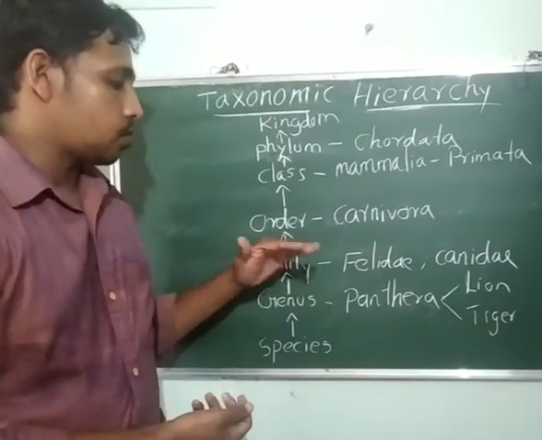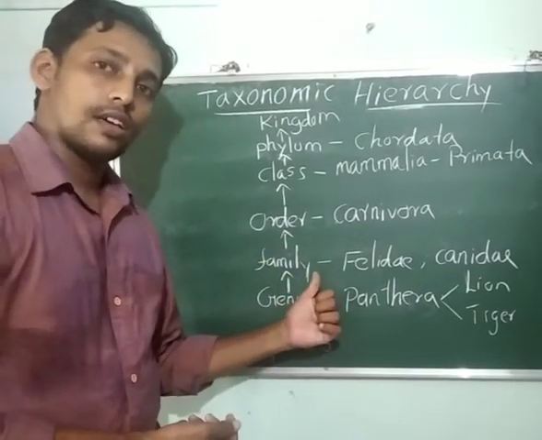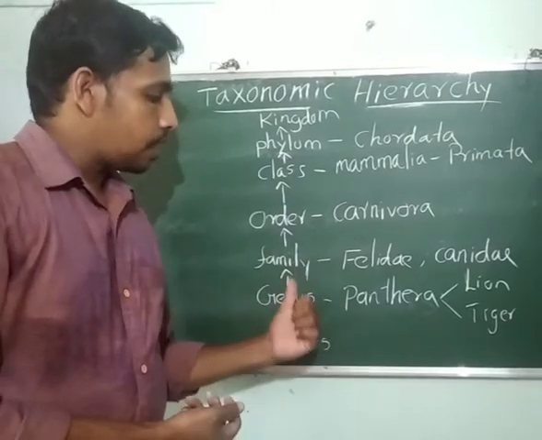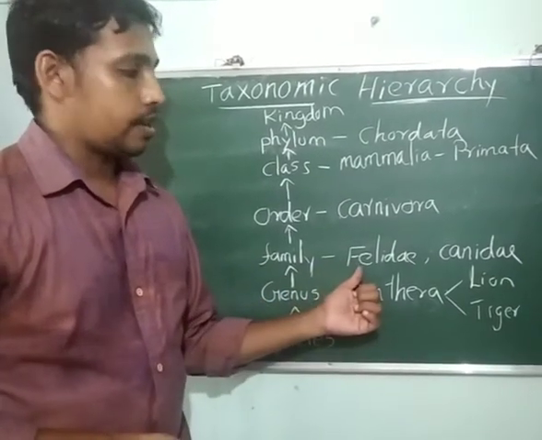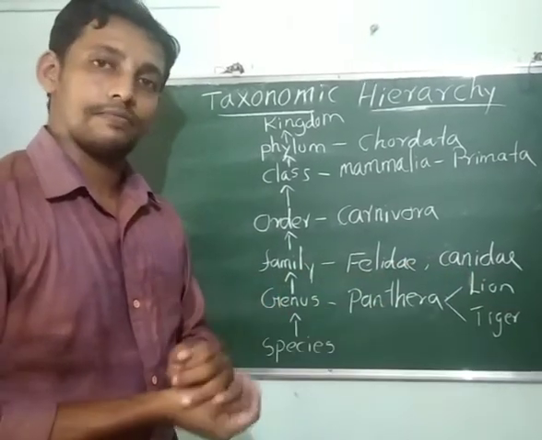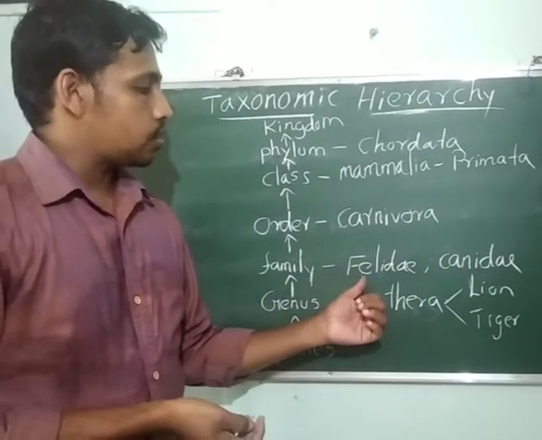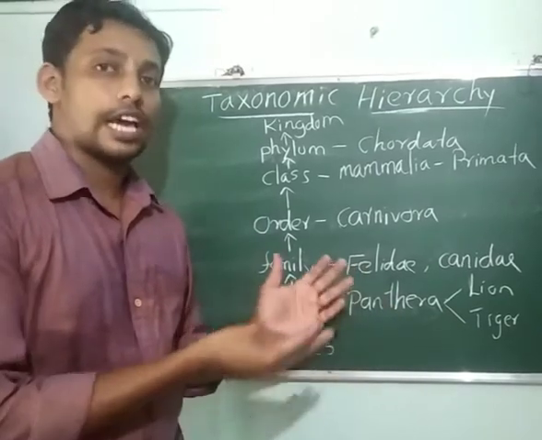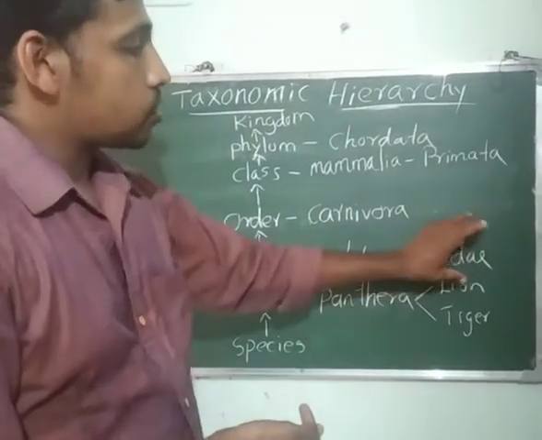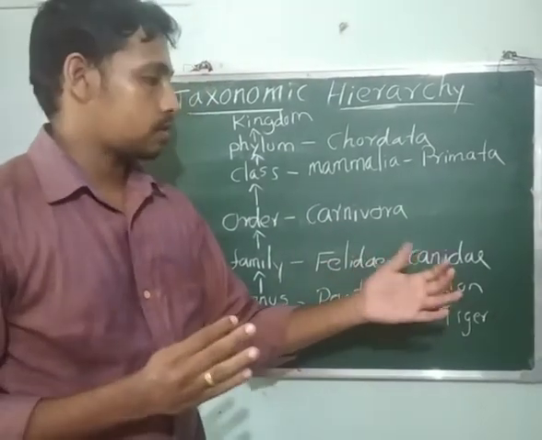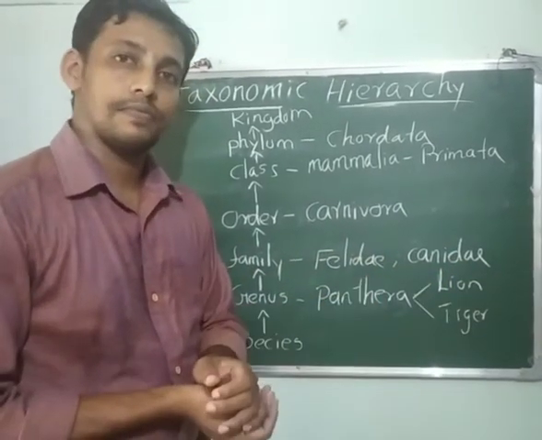The next higher level is what? Family. Family is a group of related genera. For example, Felidae and Canidae. Felidae is a group of related what? Cat family. This is the cat family. And Canidae consists of dogs and foxes.